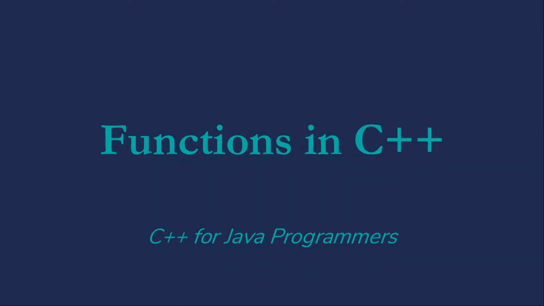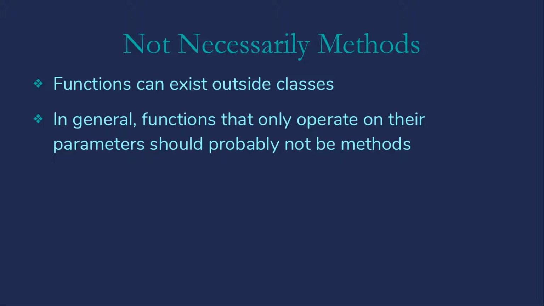I'm Professor Caliph. In this video, I want to talk about functions in C++ and how they differ from those in Java. The first difference is simply that C++ functions don't have to be in a class. I've mentioned that main can't be part of a class. We can also have other functions that aren't methods. We typically write any functions that operate only on their parameters outside classes. So the math library in C++ is not a class full of static methods. It's just a collection of functions.